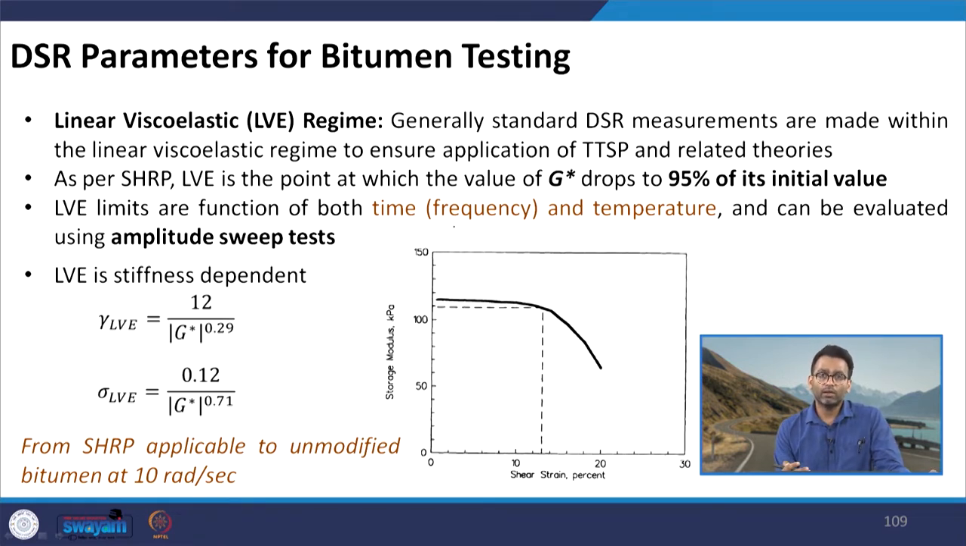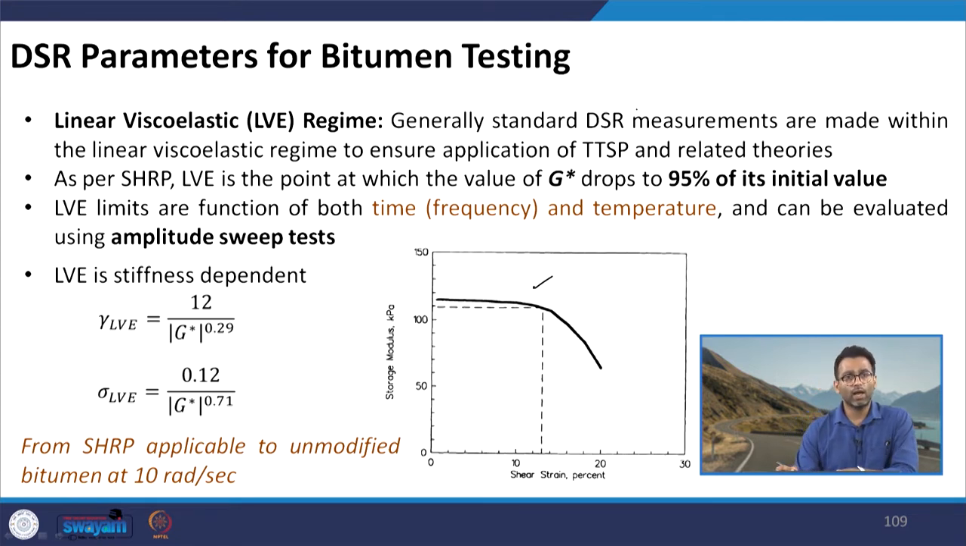And how did we define the linear viscoelastic regime? We discussed that this can be defined as the point where the value of complex modulus, or G star, drops to 95% of its initial value. And this is an assumption, or you can say consideration, to define the linear viscoelastic regime. Typically, we can carry out an amplitude sweep test or a strain sweep test in the laboratory, or a stress sweep test if you are interested in the linear viscoelastic stress value. And we can see how the value of G star changes with increase in the amplitude, and accordingly we can calculate the linear viscoelastic limit.